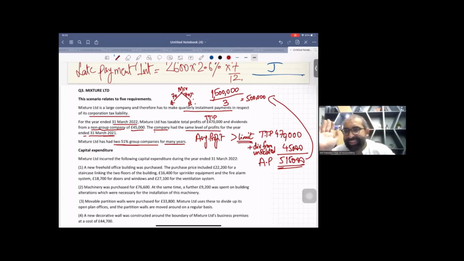Now one thing. I pray that you remember this thing. Listen. Dividends are not taxable at all in companies. For corporation tax purposes, you always apply 19% on TTP, right? Let's move to the requirements.